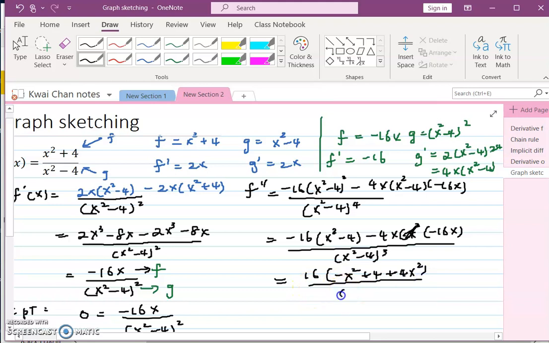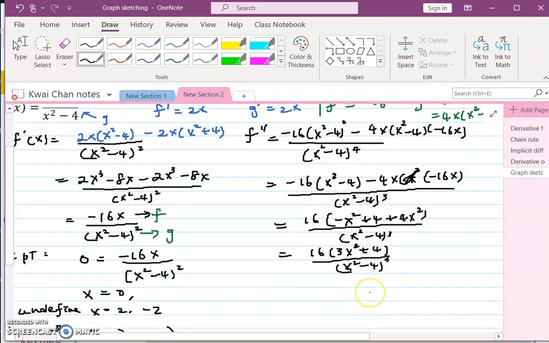I have it written down somewhere. So this would be 16 times 3x squared plus 4 over (x squared minus 4) to the power 3. And in the worksheets that you need to do, I usually give you this because it just takes too long to do. So we have this.